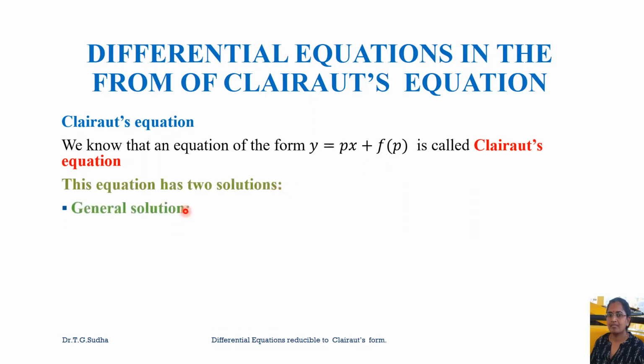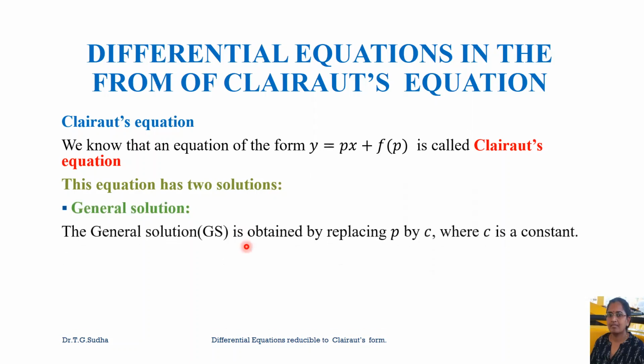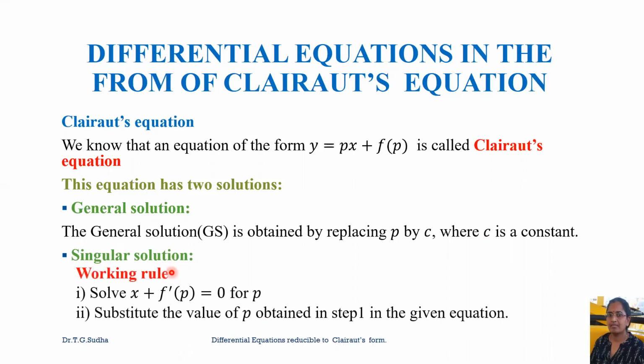One is the general solution. The general solution is obtained by replacing p by c, that is, dy by dx is replaced by a constant c. And the second type of solution is the singular solution, and we obtain the singular solution by solving x plus f dash of p equal to 0 for p, and this value of p will be substituted in the given equation and we get the singular solution.